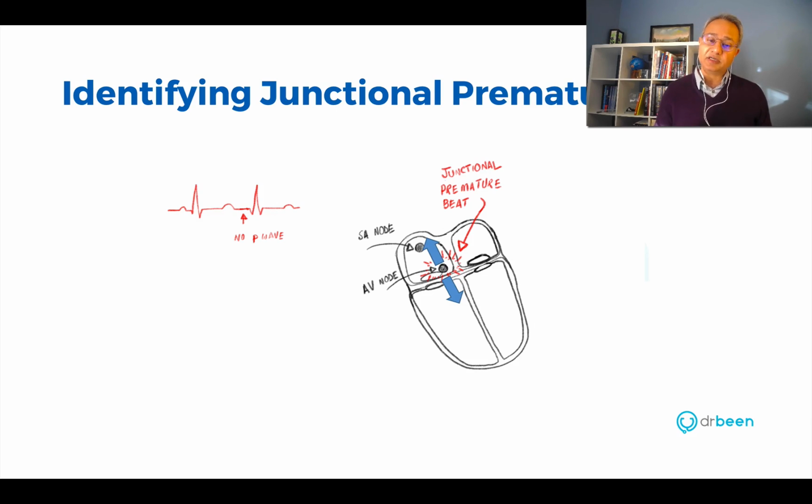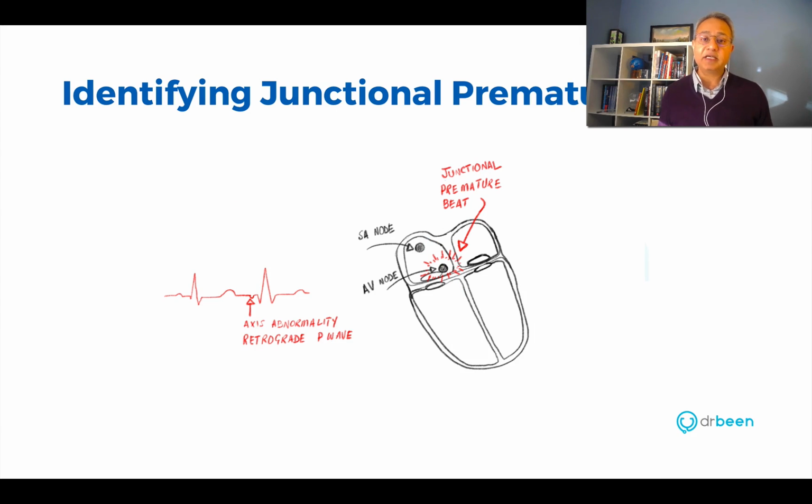Or if it is present, then what would you see? You would see an axis abnormality. Why? Look, normally the current goes this way. And when the P wave is appearing here at the AV node, now the current is going in reverse. So of course, if the P wave is present, the axis has become reversed. So normally from SA node to AV node, look at this green arrow. That is not happening. Now the current is going in the reverse direction. That would cause the P wave axis to become reversed. This is called a retrograde P wave.